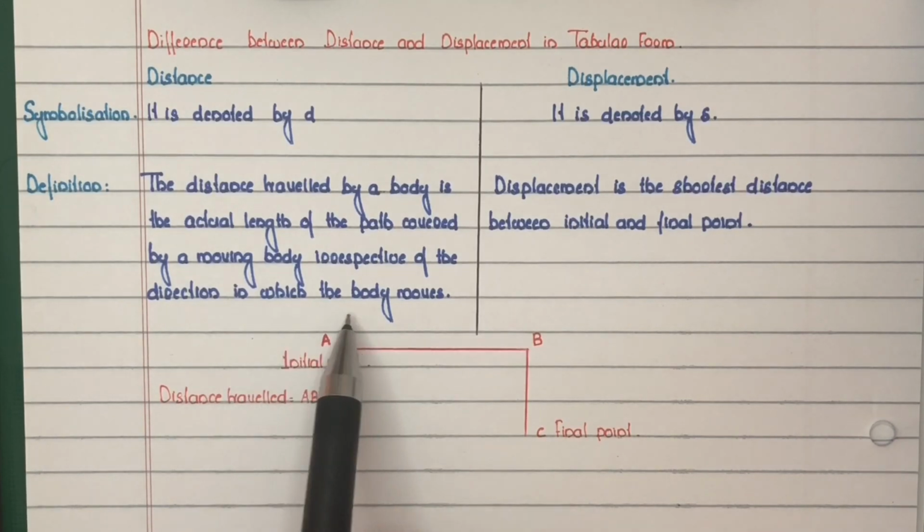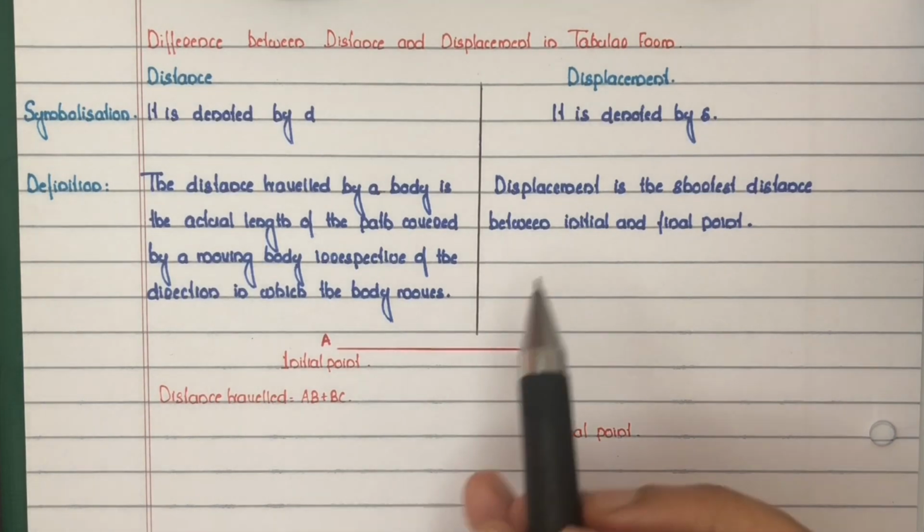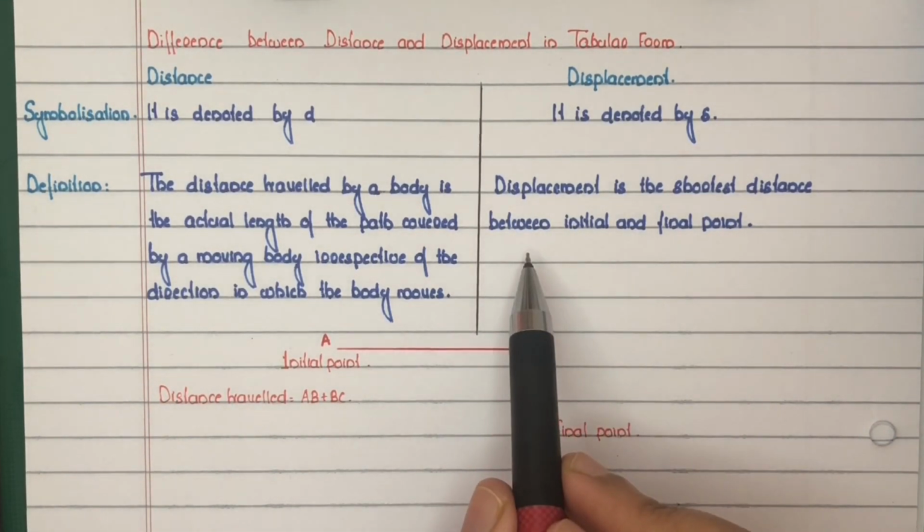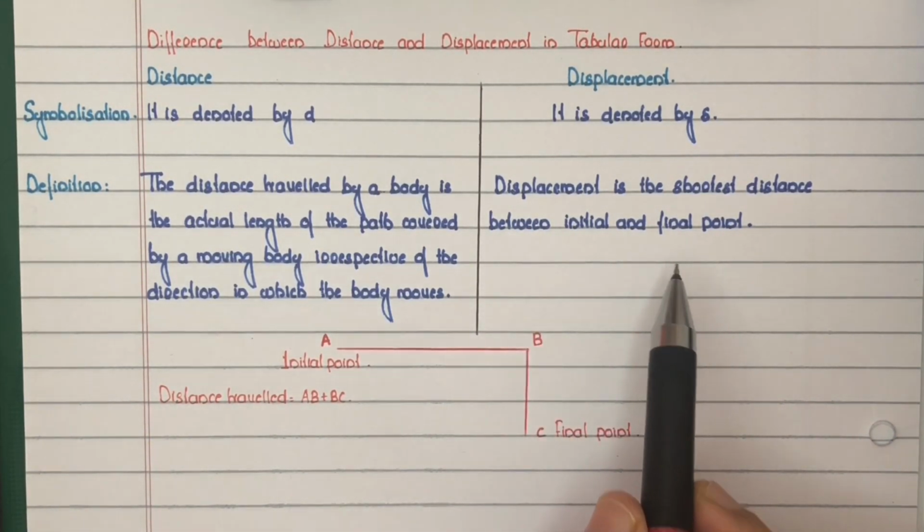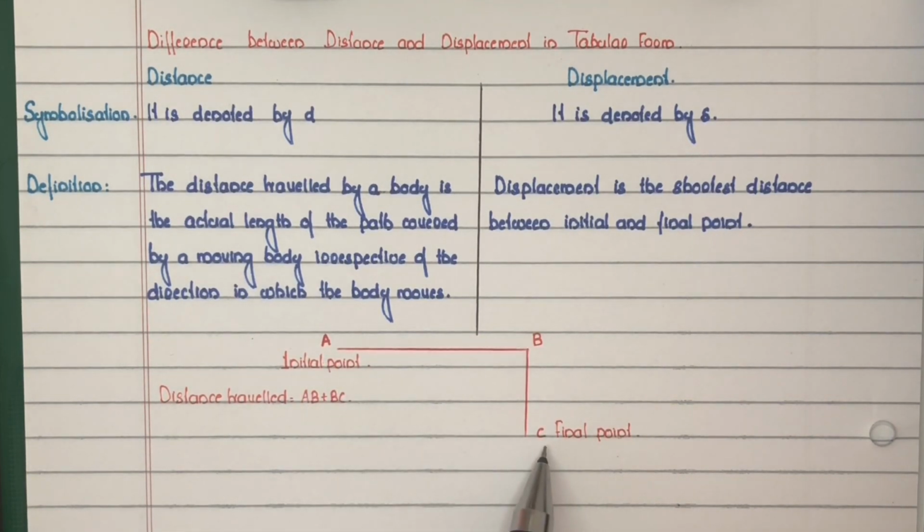Irrespective of the direction in which the body moves, distance does not depend on direction. Displacement is the shortest distance between the initial and final point. Here the initial point is A and the final point is C.